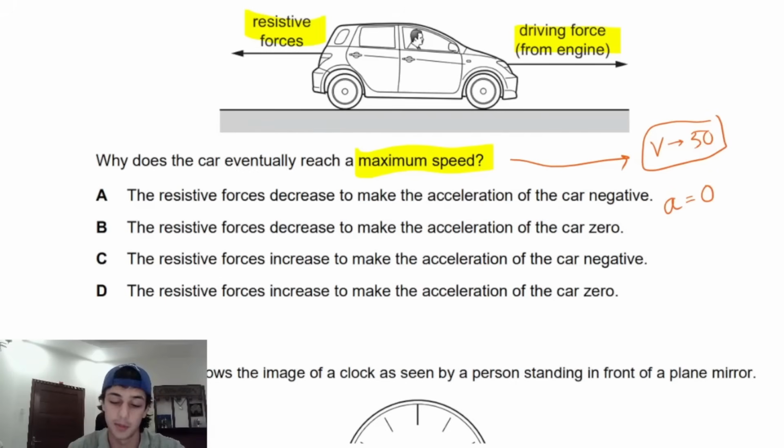Why does the acceleration need to be 0? Because acceleration is the change in velocity. So if the A is 0, that means that after 1 second this will not change, after 1 second this will not change. So we can see that the acceleration always remains 0.